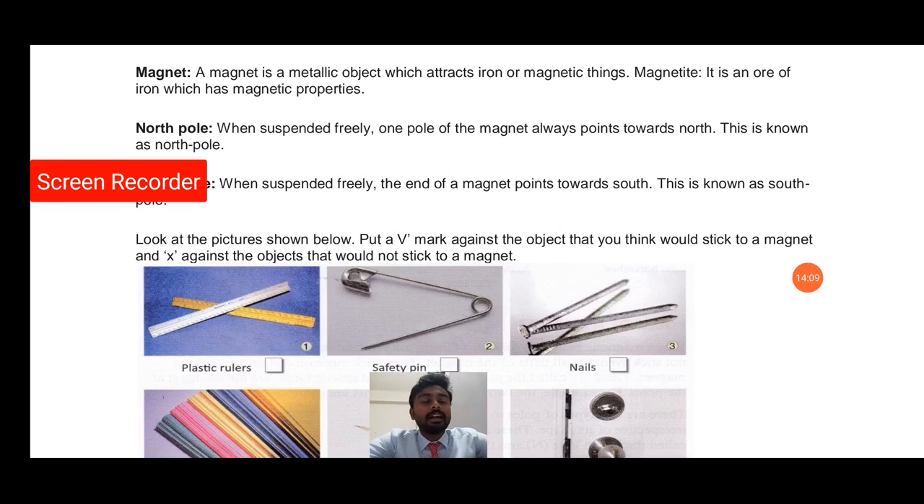Next one, see the magnetite. What do you mean by magnetite? It is an ore of iron which has magnetic properties. So that is a magnetite material. Magnetite means it is an ore of iron which has a magnetic property. So this is about magnetite.